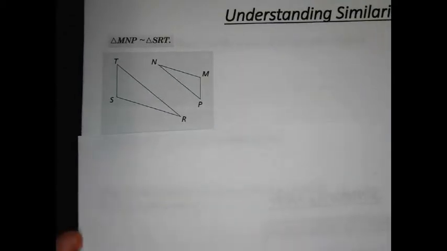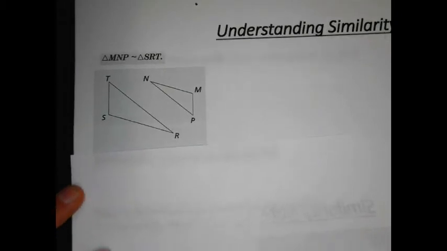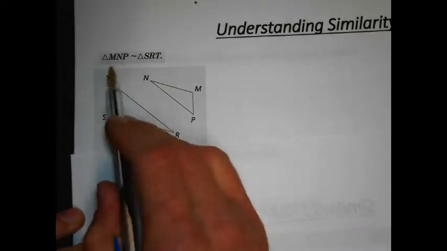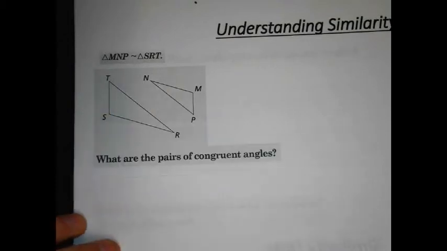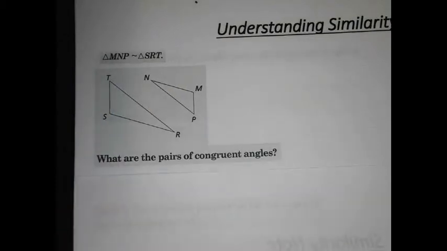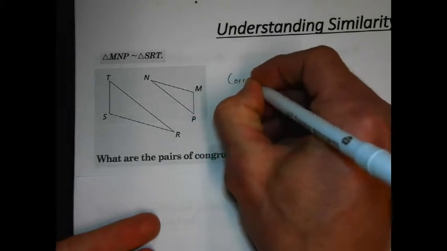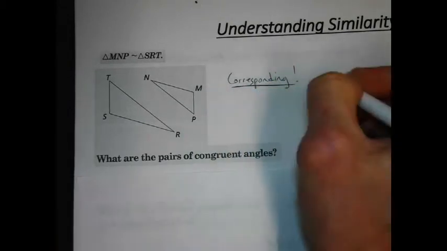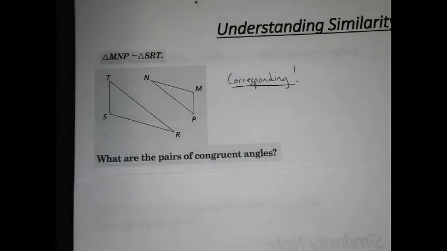So here's a note to make sure we understand what just happened. We have these 2 triangles, triangle MNP and triangle SRT. The question is, what are the pairs of congruent angles? Now, in order to answer this, we have to make sure we are understanding corresponding. So if you remember that from previous units, let's be sure that we're doing that right now.